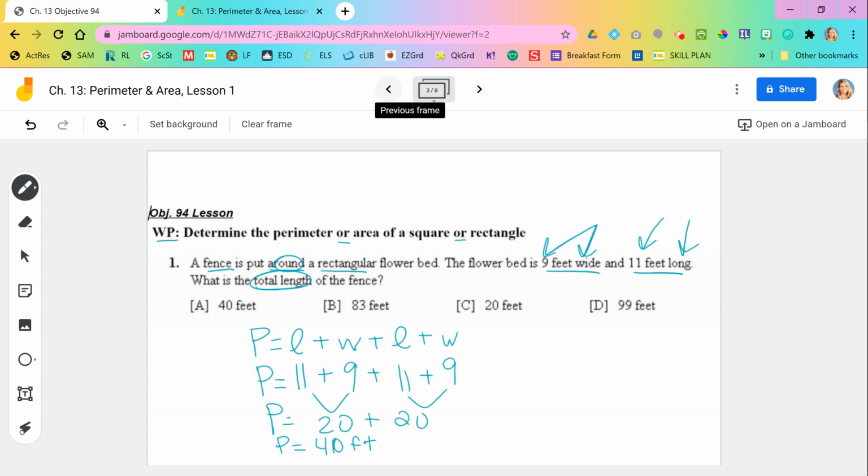So let's look back here. Since I'm dealing with perimeter, I just have my units right there. I do not have the square. And so A is my answer. All right, let's move on to the next one.